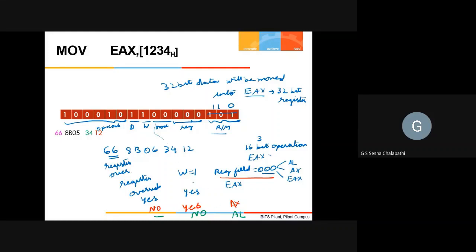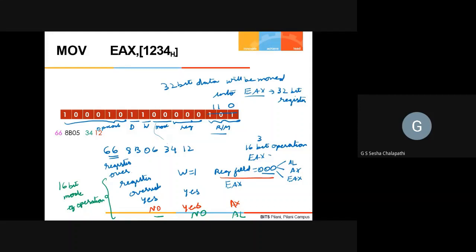But if W bit is 1, then we have to look at the register override field. If register override is present, then it will be EAX in this particular case. And if there is no register override and W bit is 1, then this will be interpreted as AX. This will all be true only in the 16-bit mode of operation.